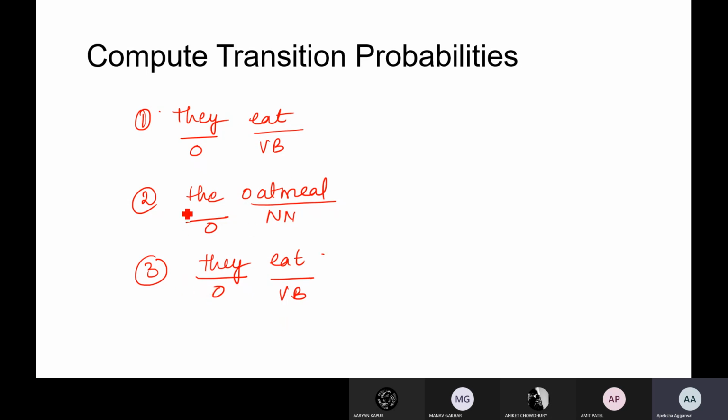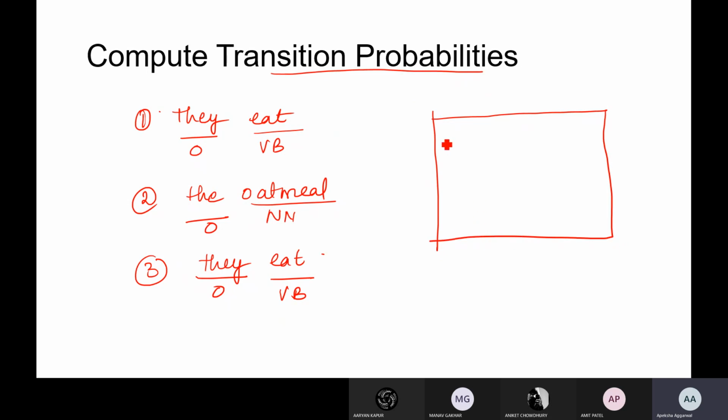Now, how do we calculate the transition probability? We know the size of the transition probability matrix. What would it be? N plus 1 cross N, so that is 4 cross 3. The rows are the initial state, noun, verb, and other, and the columns are noun, verb, and other. So the size is 4 cross 3.